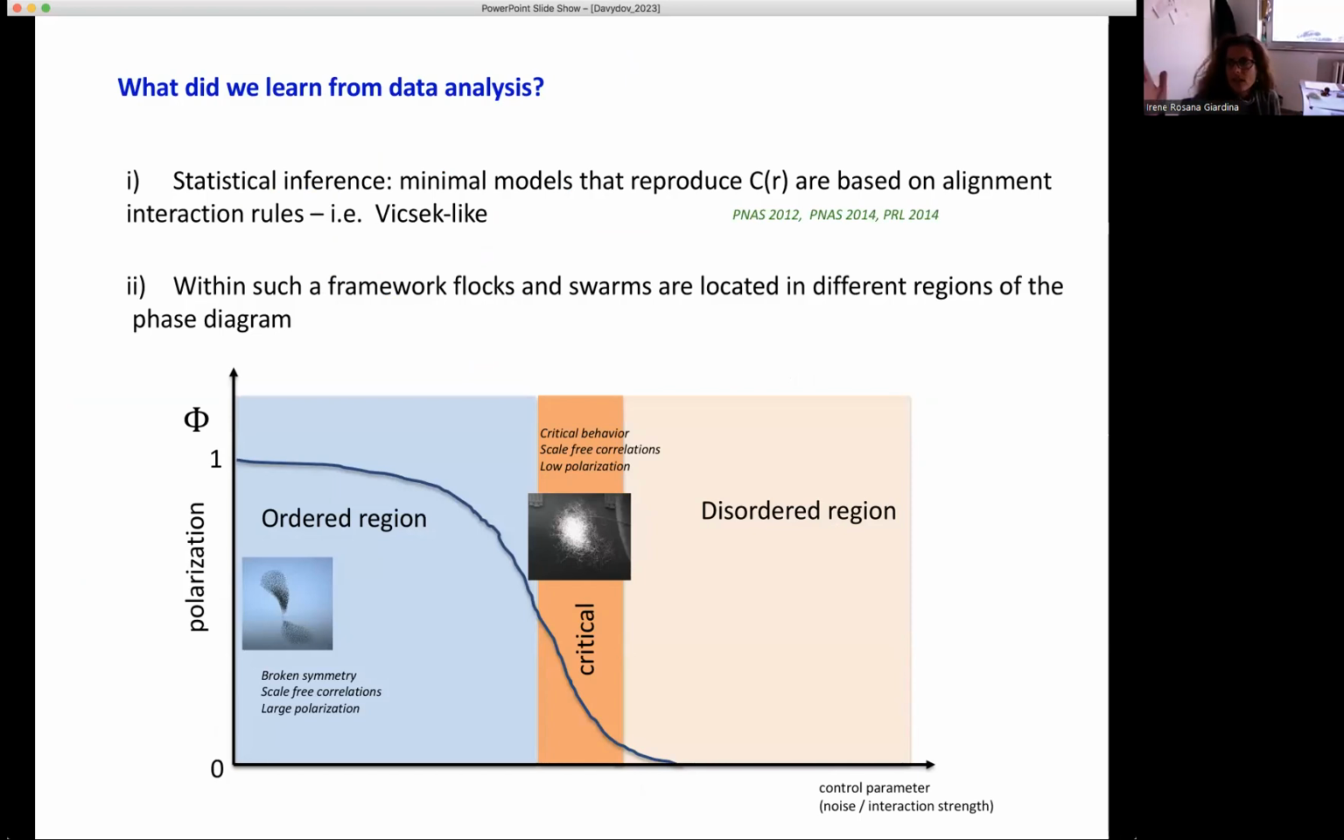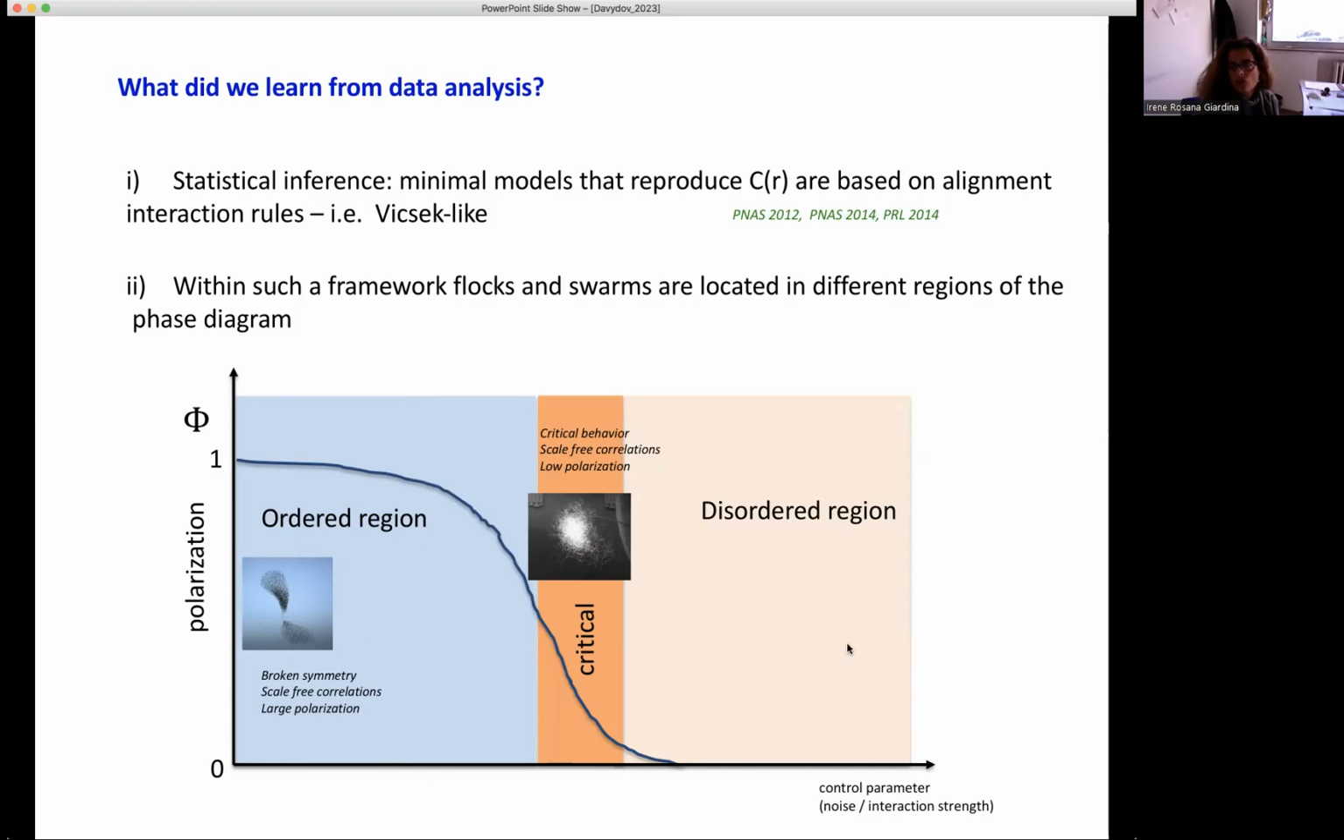So typically, it's like the one of a ferromagnet, okay? But in this case, in the ferromagnet, the order parameter is the magnetization. In this case, the order parameter is the global degree of alignment of all the individuals in the group. So this is usually called the polarization, and it is this big phi here. So again, if we want to understand the behavior of the system, we can plot on the x-axis the control parameter, for example, the strength of the interaction or the strength of the noise, okay? And we can see what happens when I tune this control parameter.